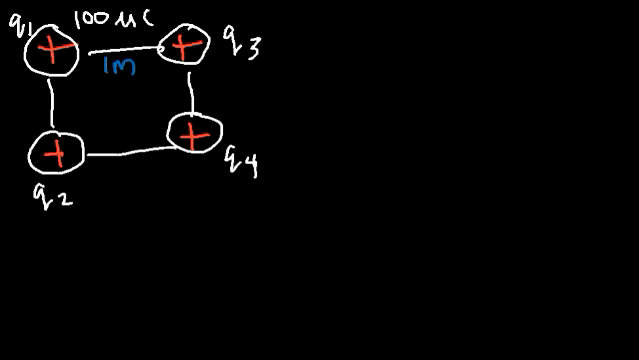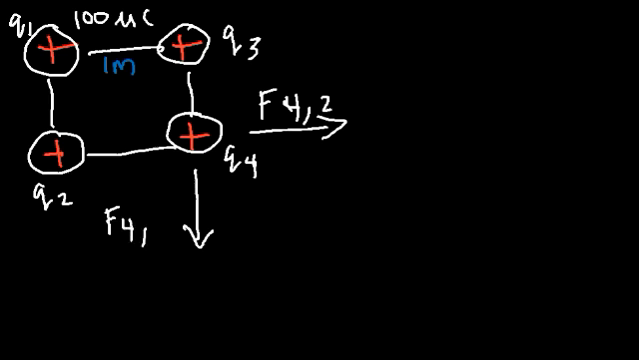So what effect will Q2 have on Q4? Q4 is repelled by Q2, so it's going to feel a force directed to the east. We're going to call this F42, the force acting on Q4 caused by Q2. Now Q3 is going to repel Q4, away from Q3. So this is the force acting on 4 caused by charge 3. And Q4 is also repelled by Q1, so it's going to feel a force that accelerates it away from Q1. So this is F41.